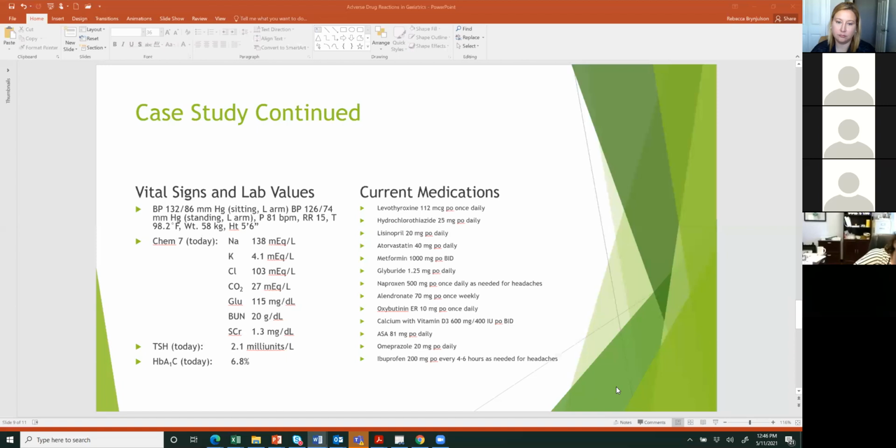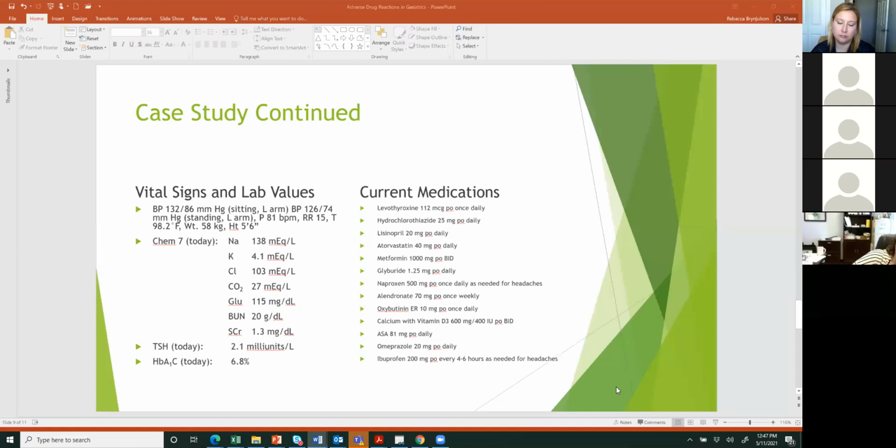So it's likely this patient is experiencing dry mouth due to the oxybutynin use, but she shouldn't really be on the oxybutynin in the first place. So if we eliminate the oxybutynin, that will hopefully resolve the dry mouth, and we won't have to recommend anything for the patient to use to improve dry mouth.